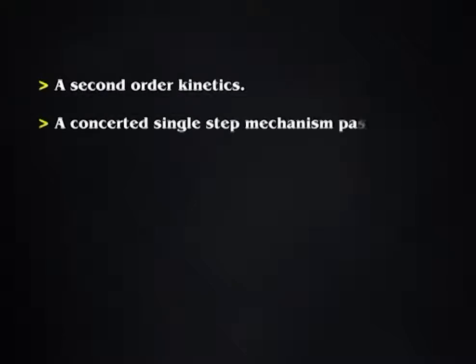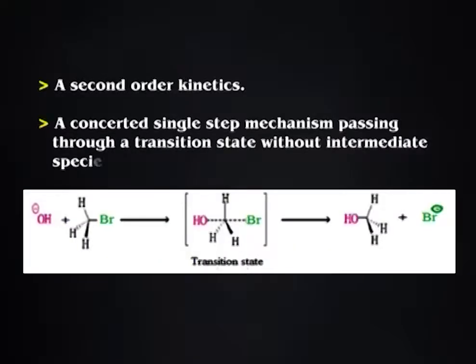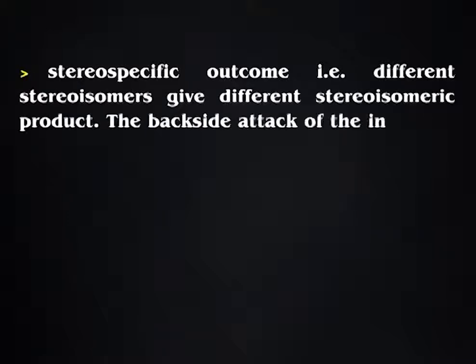Now, this reaction, SN2 reaction, is characterized by number 1, a second order kinetics, number 2, a concerted single step mechanism passing through a transition state without intermediate species formation, and number 3, stereospecific outcome, that is, different stereoisomers of the reactant give different stereoisomers of the product.